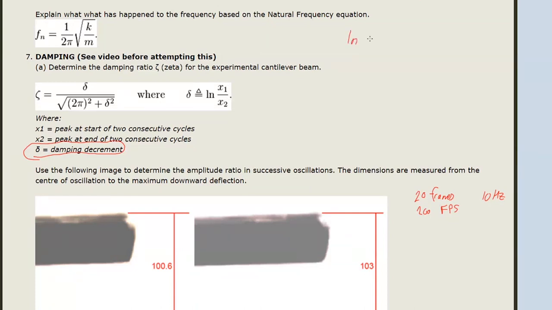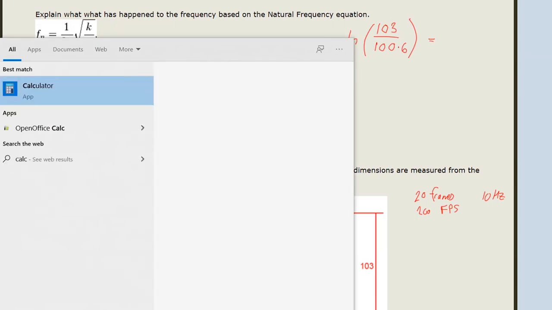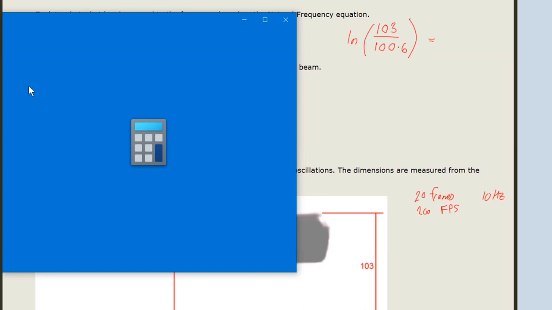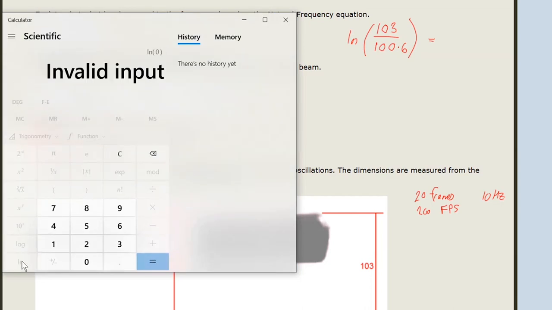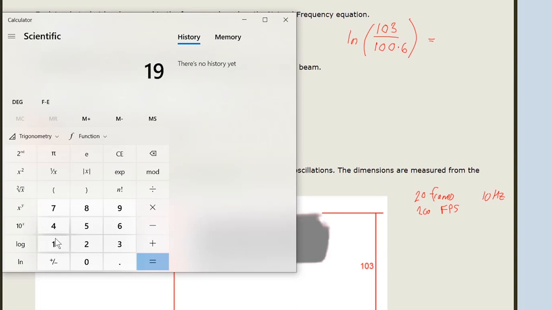So we're basically just going to take ln, or log to base e, of x1, which is our peak at the start of two consecutive cycles. So x1 is the start, and x2 is the second one. x1 is the first one, which was 103, and x2 is the 100.6. And that gives us a decrement. 103 divided by 100.6.